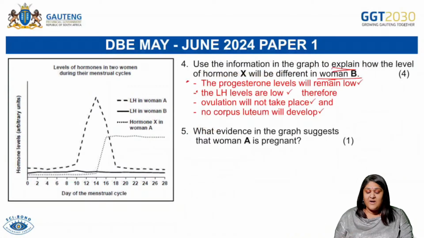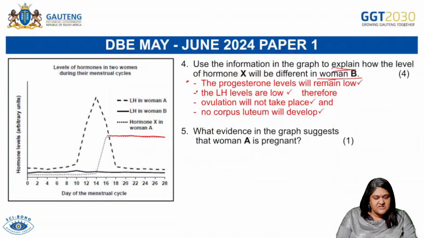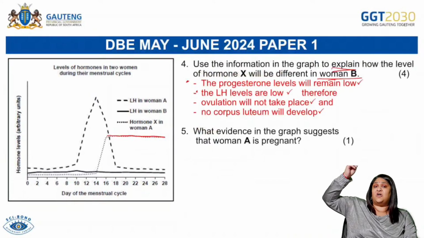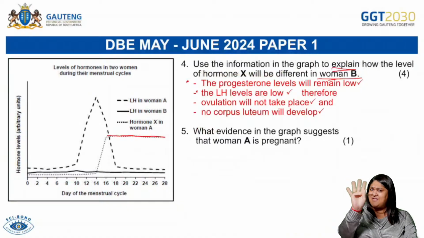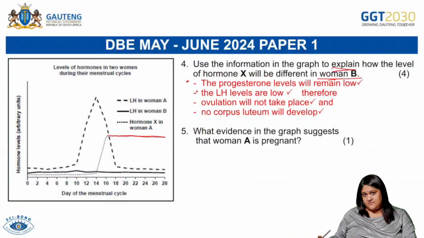Okay. What evidence in the graph suggests that woman A is pregnant? Now, this is woman A. Now, can you see what's happening to the progesterone? What did I tell you earlier about the progesterone? If fertilization did not occur, then around day 21, the progesterone levels are going to decrease, so that menstruation can happen on day 28.